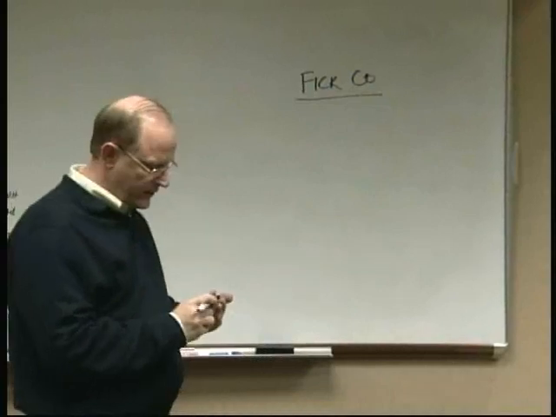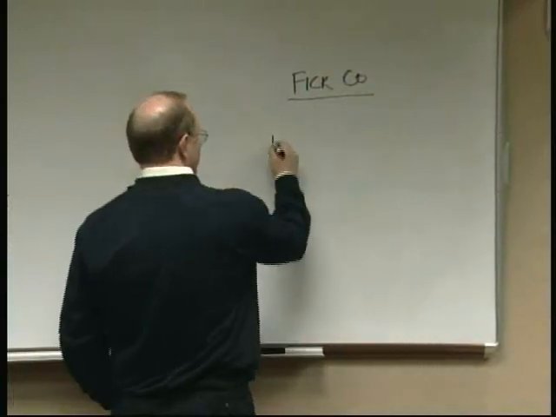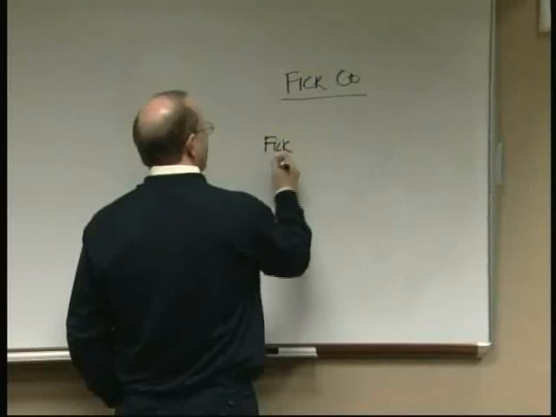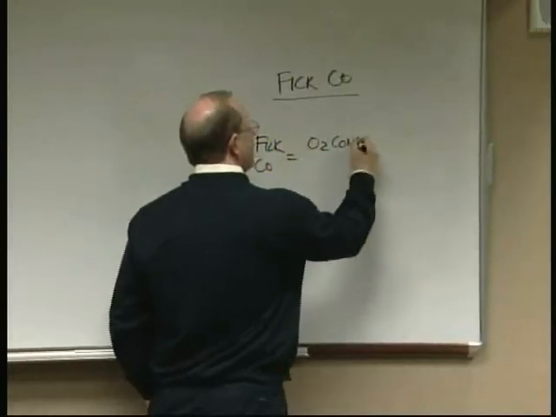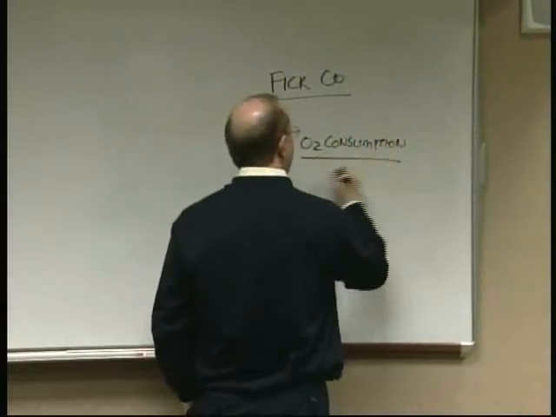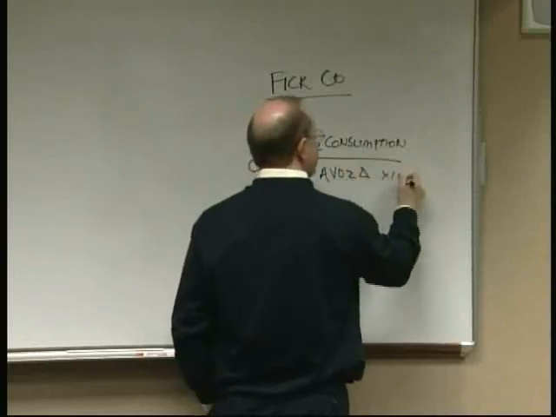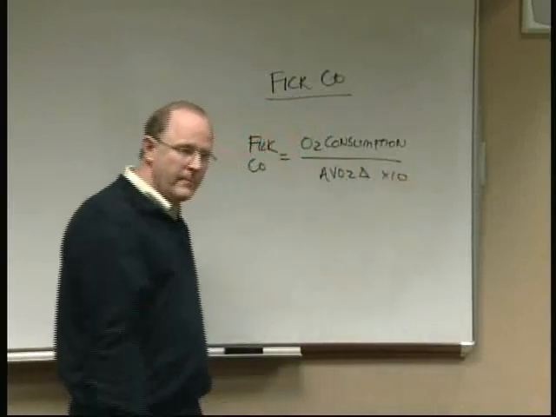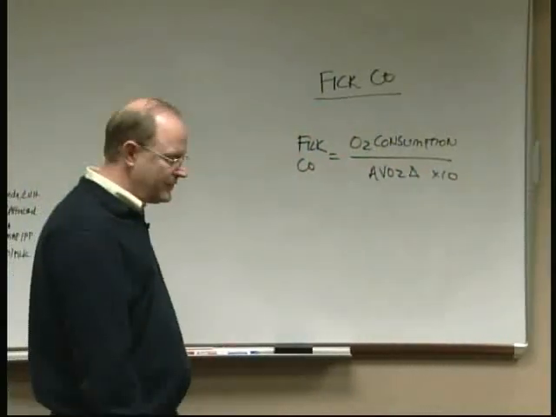And the formula for Fick cardiac output, and this is always a little complicated. Fick cardiac output equals O2 consumption divided by AV O2 difference times 10. Okay? Formula we all love.